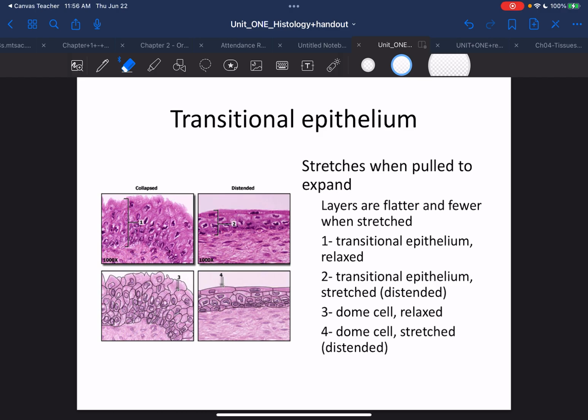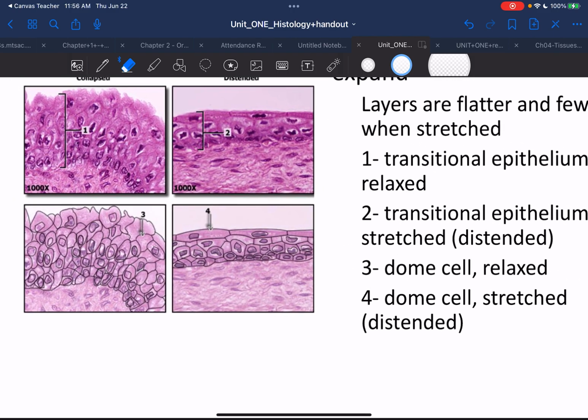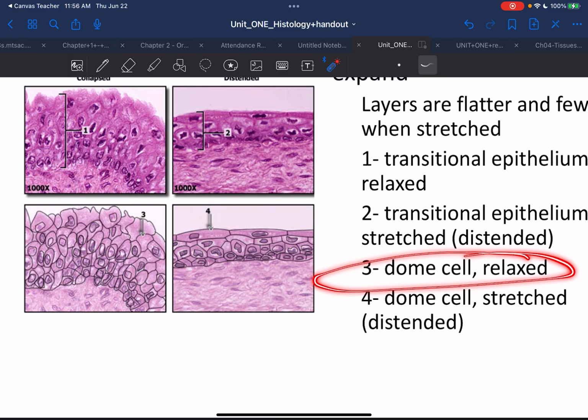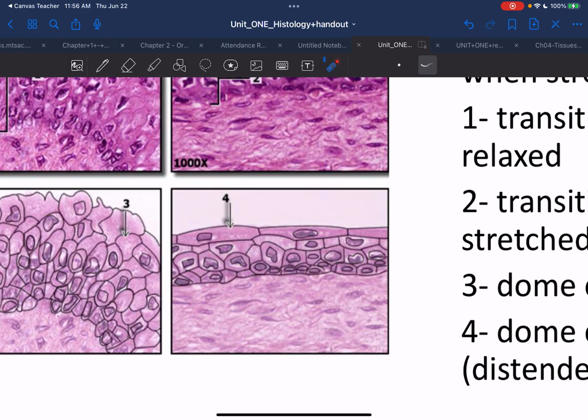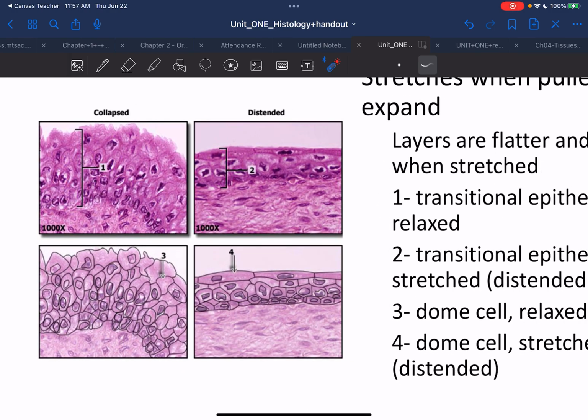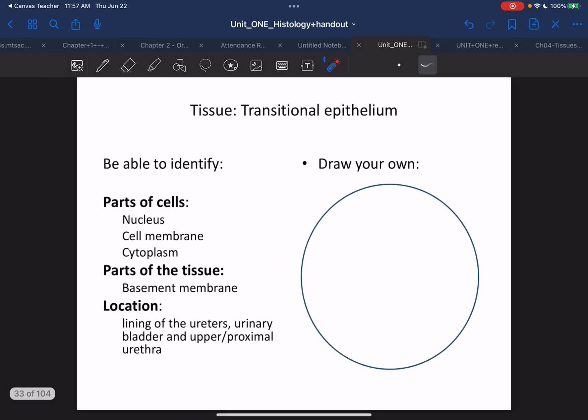We refer to some of these cells with a particular name. If they are at the very top, they're called dome cells. And so you're seeing a dome cell relax, a dome cell stretch. That's what these numbers indicate, 4 and 3. But otherwise, they're just dome cells. One is relaxed, one is stretched. Otherwise, there's nothing more to add here. And this is only found in the urinary system.